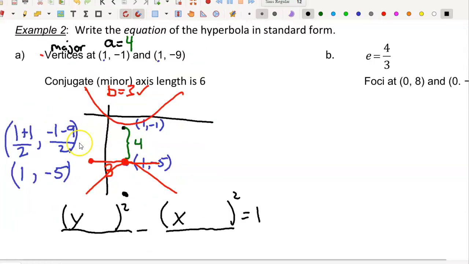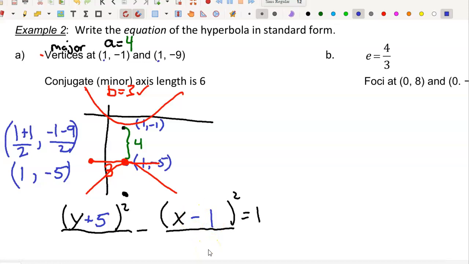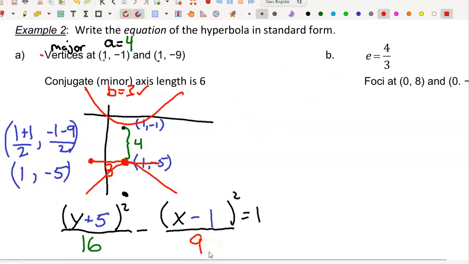And our center is 5, negative 1. Or sorry, 1, negative 5. So I'm going to have, be careful on this part, plus 5 here for the Y, and minus 1 over here for the X. Okay. A always goes below the first part here. So we got my A squared, which is 4. So that makes this 16. And then over here I got my B squared, which is going to be 9. Okay.